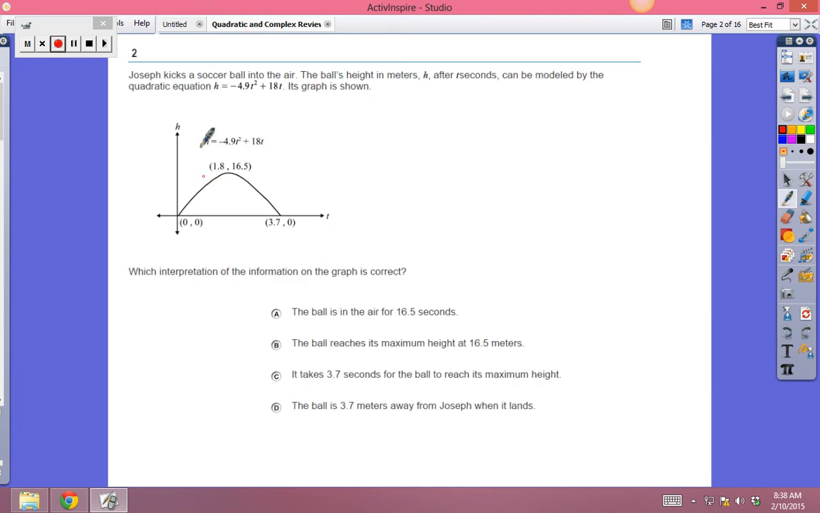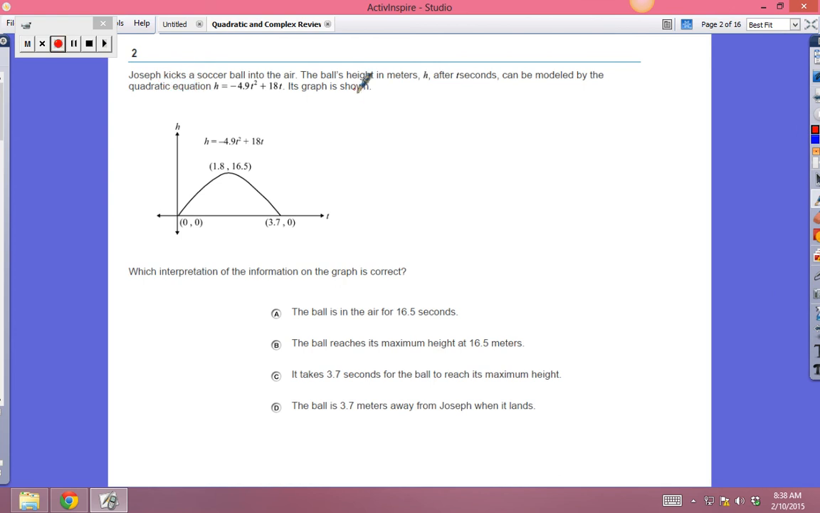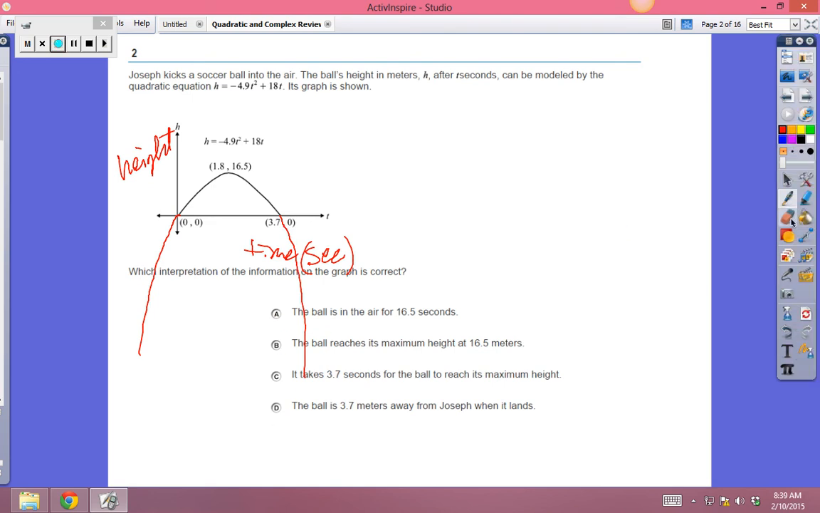Okay, this one models a kick of a soccer ball. The ball's height is in meters, so this right here is the height, and then this is time in seconds. So if you graph this parabola, I mean it's going to go on forever, but we're only interested in the window from here to here. So which one of these is correctly describing what's going on? Let's go through them one at a time.